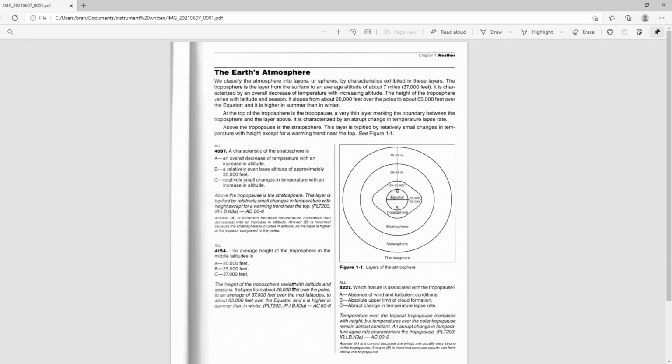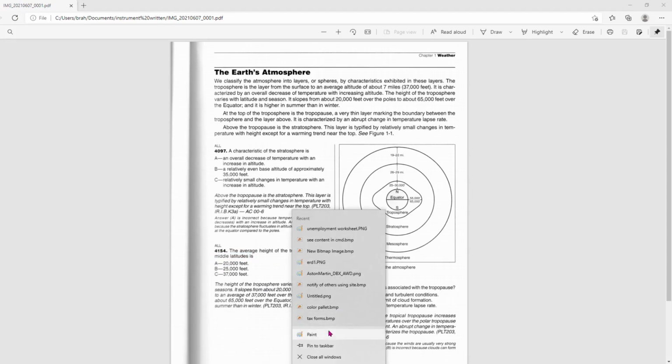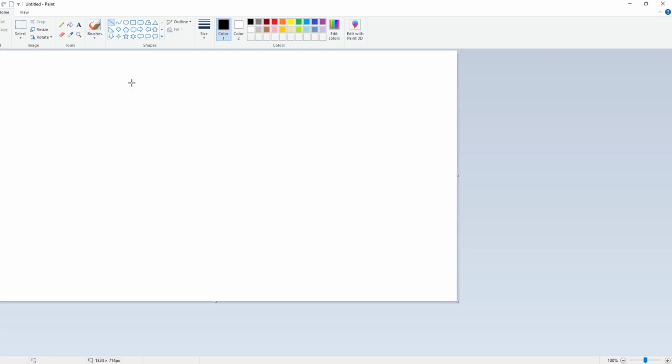The average height of the troposphere in the middle latitudes is... In the beginning of this video, I mentioned that I'm going to try to stay clear of memorizing figures and diagrams, but sometimes you do have to just remember some numbers to get the answer right. A good way to do that is to associate them with reference points, things that you're familiar with. So the first thing I'll do here is try to define what a middle latitude is.